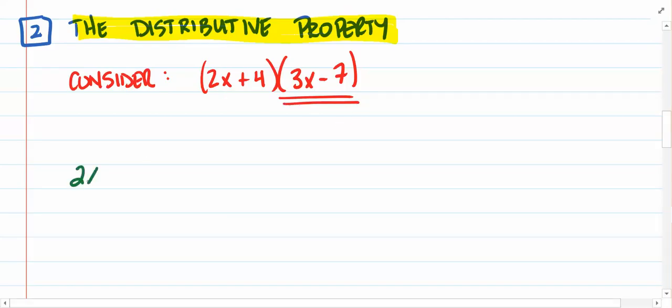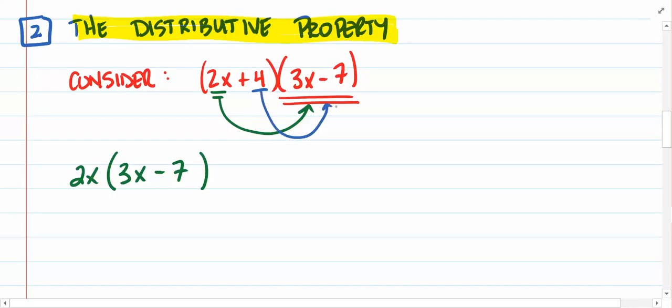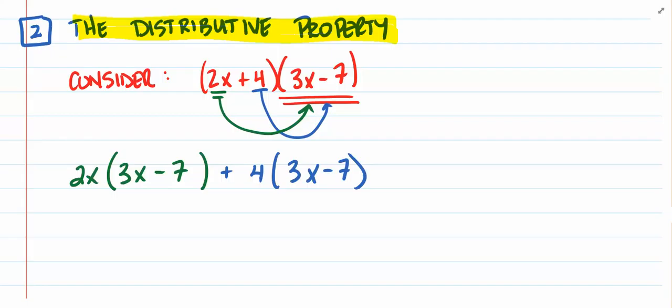So I'm going to take 2x, this is coming from right here, and I'm going to multiply it by the entire binomial 3x minus 7. So I took 2x and multiplied it by the entire binomial. Now I'm going to do the exact same thing with the 4. So I'm going to take the 4 and multiply it by that whole second binomial. So this is going to be plus the number 4 multiplied by 3x minus 7. Hopefully you see that step. That's a really crucial step.